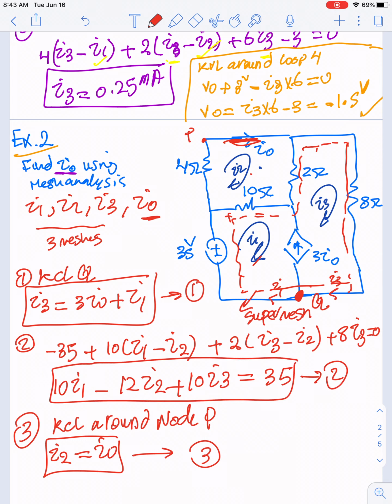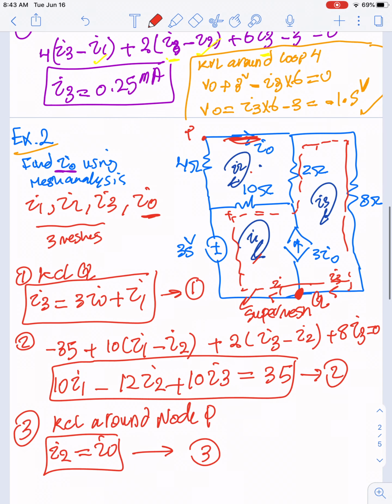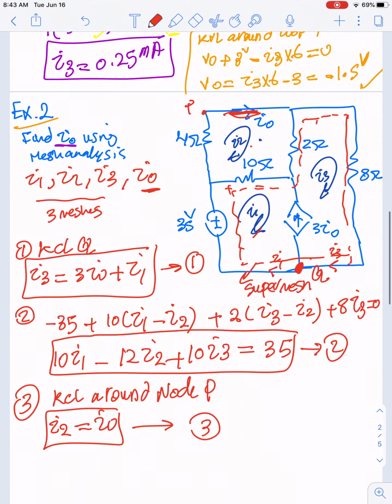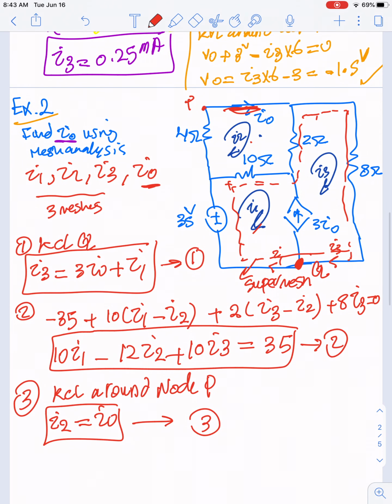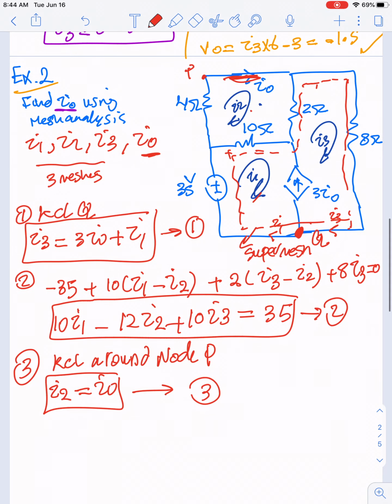And by the way, this equation reduced the number of equations from 4 to 3, because I already know that IO is equal to I2, so I can substitute with this one into 1, and also into 1 only. Okay, so where can I get the last equation? Because I have 4 unknowns, I need 4 different equations.